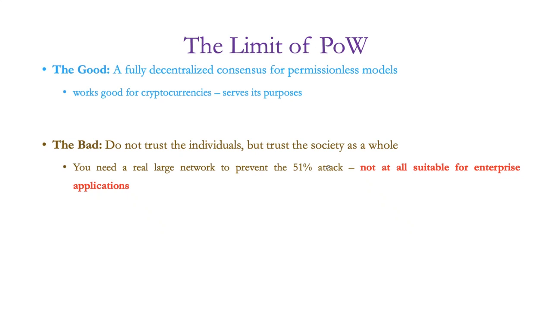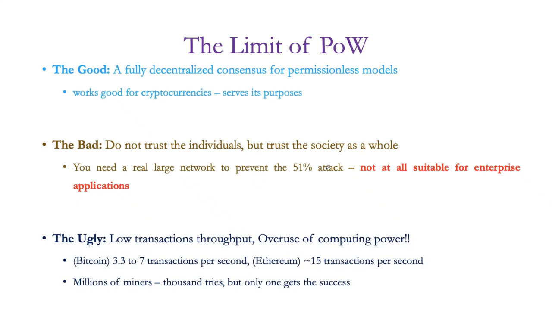So from this it is simple that at least 51% of your users should confirm that the transactions are okay. Then that block can be added. The ugly side of this, the limit of proof of work, is the low transaction throughput, and that is the overuse of computing power.